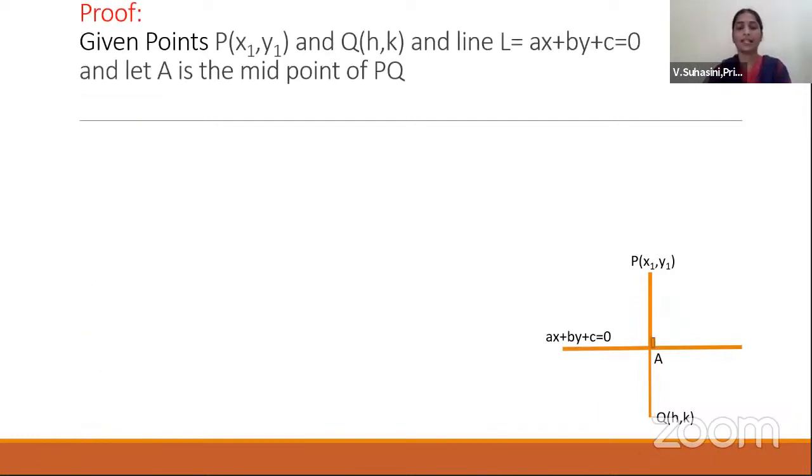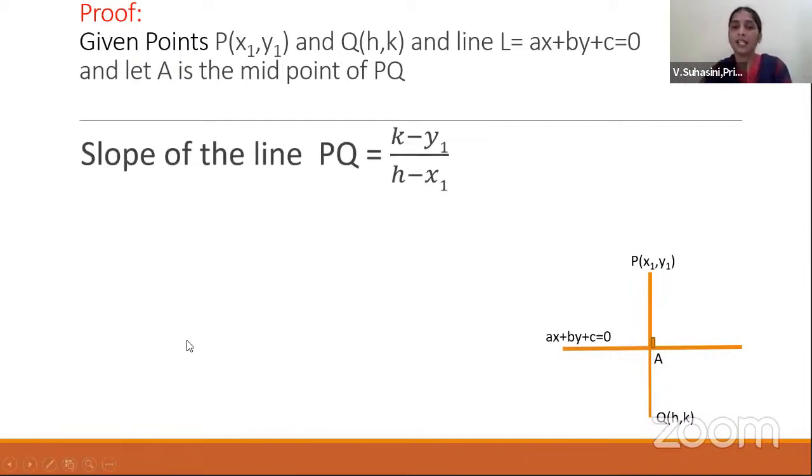Given points, first we shall write the given points, children. Given points P(x1, y1) and Q(h, k). And what more is given? The line L: ax + by + c = 0. These are the given values. And we are assuming that A is the midpoint of the line PQ. What is the midpoint of the line PQ, children? Capital A.